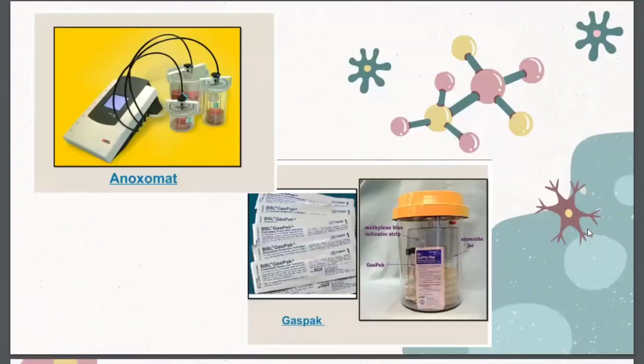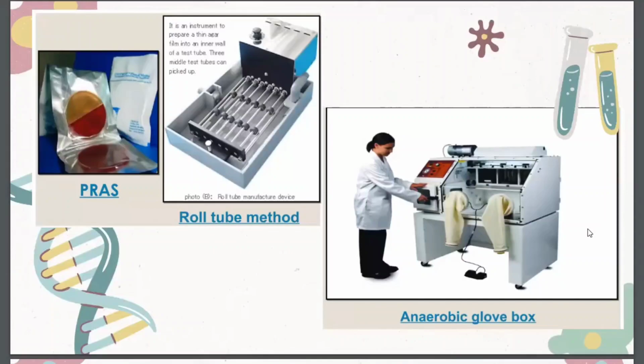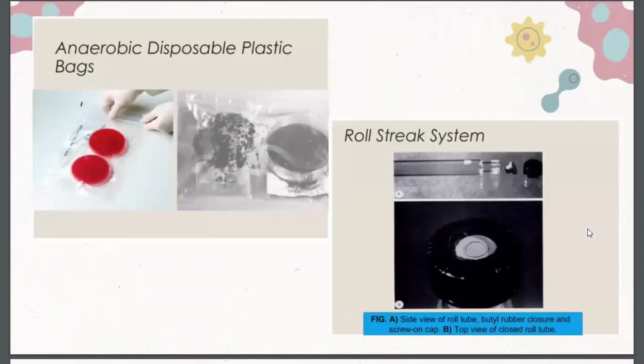Next is the Anoxomat. And also the gas pack. That's it. And we have the PRAS and the anaerobic glove box. So the anaerobic glove box is the one in the lab earlier. And also the anaerobic disposable plastic bags, and the roll-streak system.